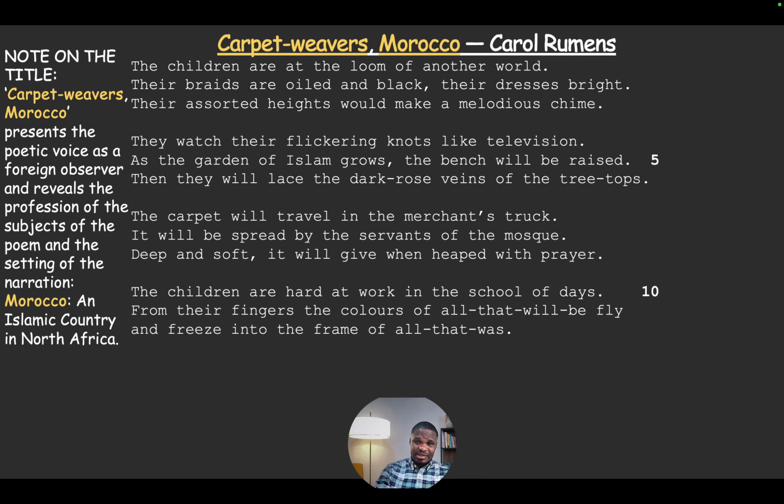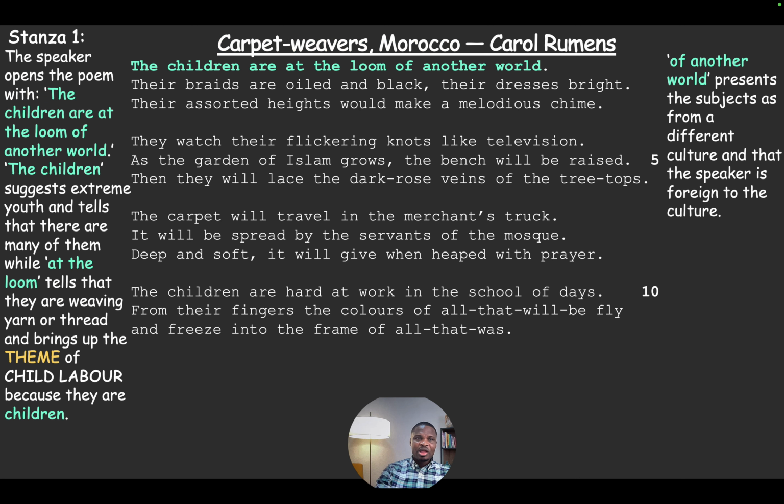But in this instance, the poet is speaking about what happens in Morocco. Now, the speaker opens the poem with, "The children are at the loom of another world." The use of "the children" suggests extreme youth and tells us that there are many of them, because "children" is plural, so two or more. While "at the loom" tells us that they are weaving, because a loom is a place where thread is woven.